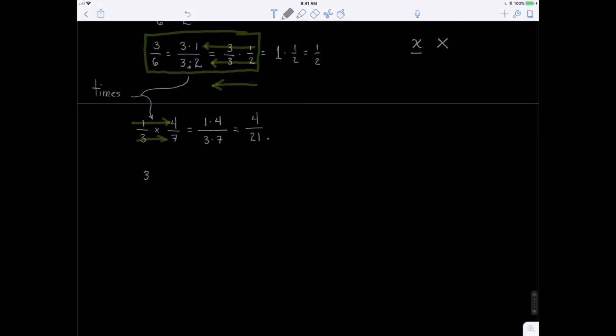Let's try 3/4 times 2/7. Now, nothing changes. We go straight across. We're just going to go straight across. So we're going to multiply the numerator and the denominator. So I have a 3 times a 2 over a 4 times a 7. So 3 times 2, that's 6. And 4 times 7, well, that's 28.